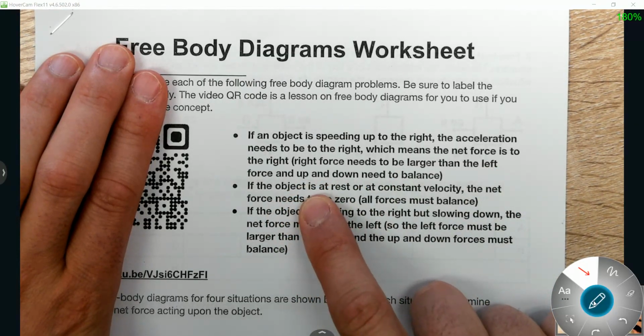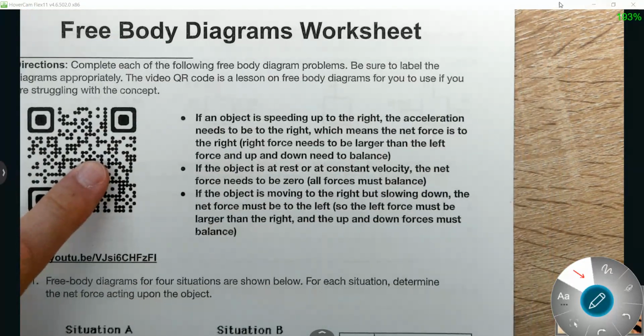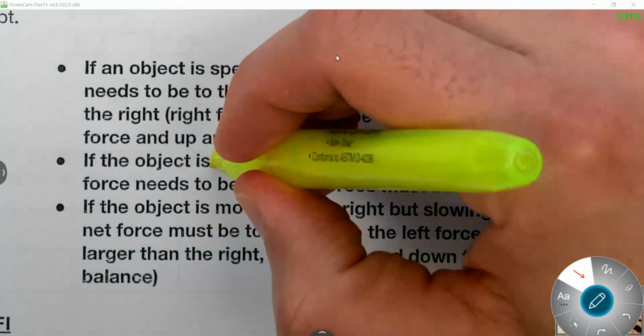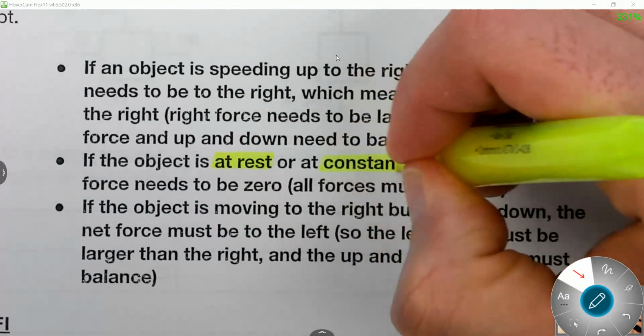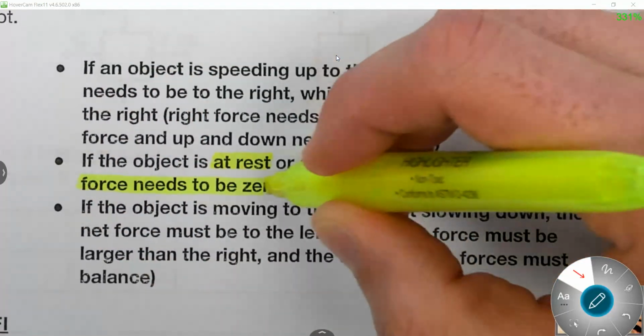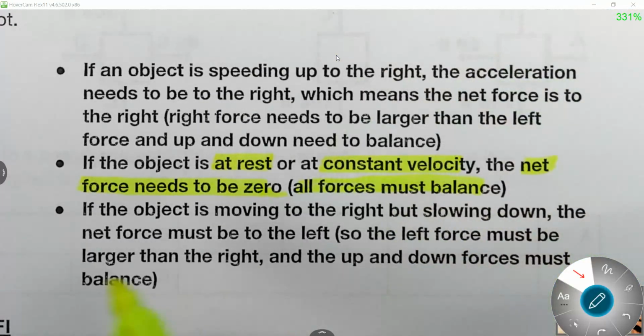If the object is at rest or at constant velocity, that is something you guys do need to know. If this object is at rest or constant velocity, the net force needs to be 0. Okay, all forces must balance. If the object is moving to the right but slowing down, the net force would have to be to the left, so the left force would have to be larger than the right, if there is even a right force there.